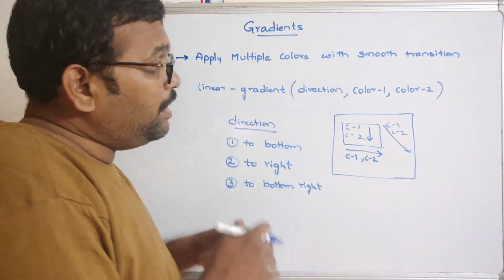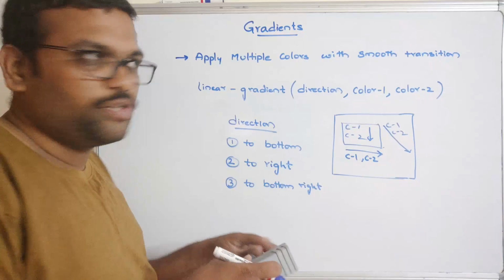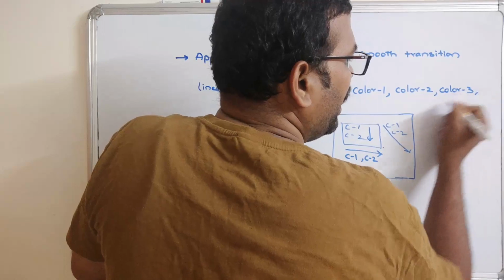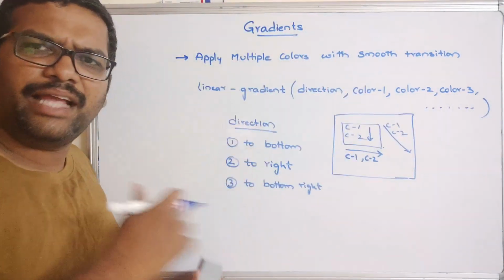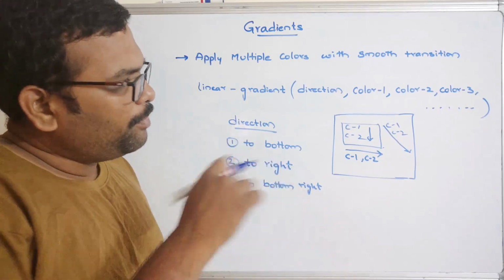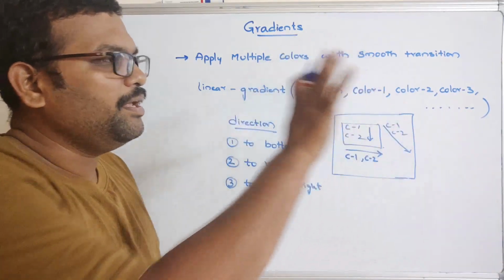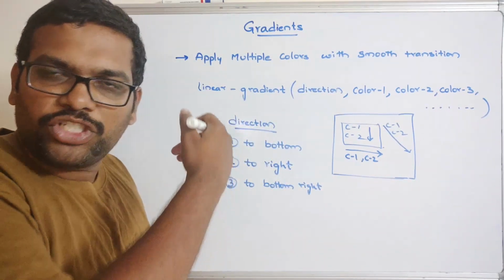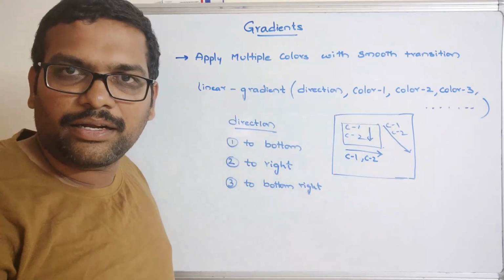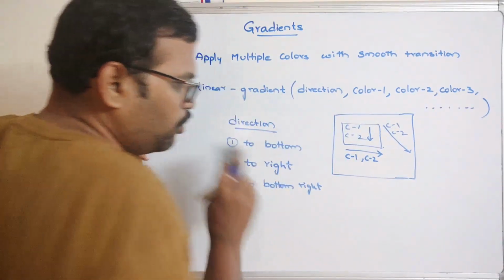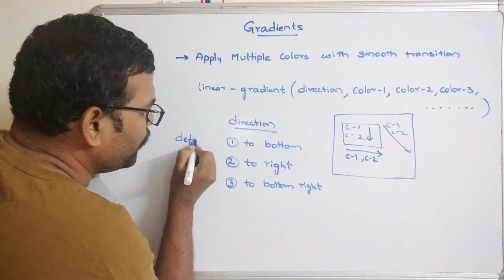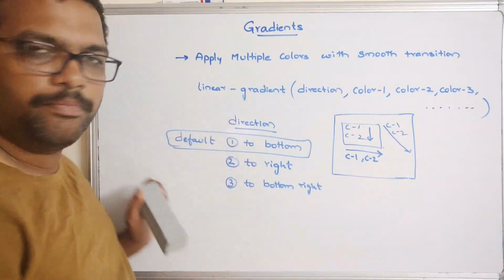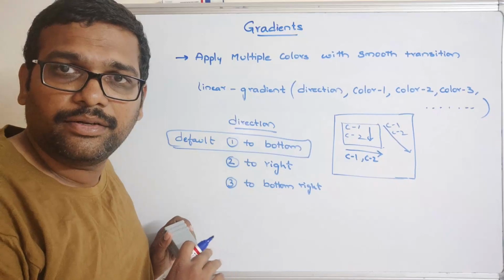Here it is not restricted to give only two colors, we can give multiple colors. You can extend this with a color 3 and so on. We can give n number of colors, right? By using all these colors, the linear gradient will be applied. The first parameter is the direction, from which direction the color combination should start. Hope you understood this one. If you are not giving any direction, by default this will go from top to bottom. This is the default direction.